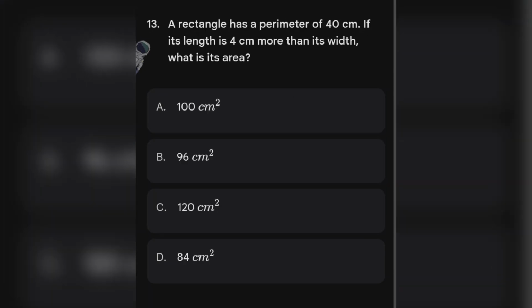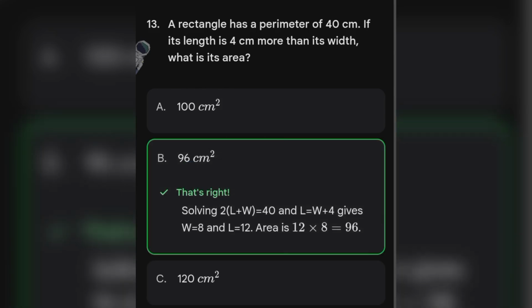Next one: a rectangle has a perimeter of 14 centimeters. If the length is 4 centimeters more than the width, find the area. The perimeter of the rectangle is 2(L plus B), where we take L as x plus 4, so it gives 8, and the area comes around 96 centimeter square.